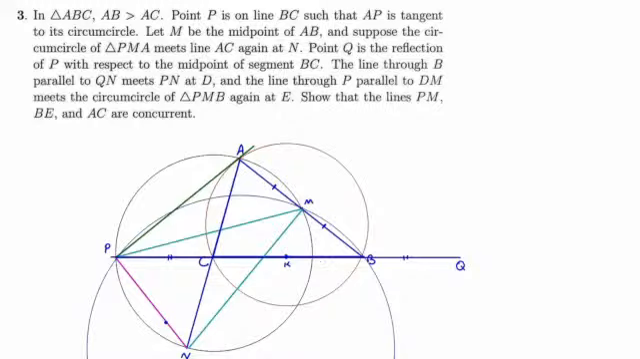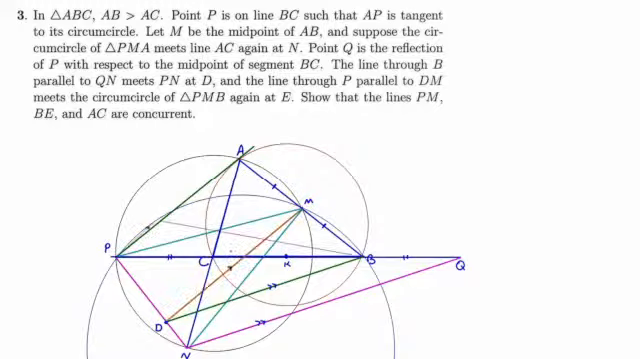And then it says the line through B parallel to QN meets PN at D. We draw QN, and we draw a line parallel to QN through B. It meets PN at D. And the line through P parallel to DM meets the circumcircle of PMB again at E. We draw this line, for example, E.